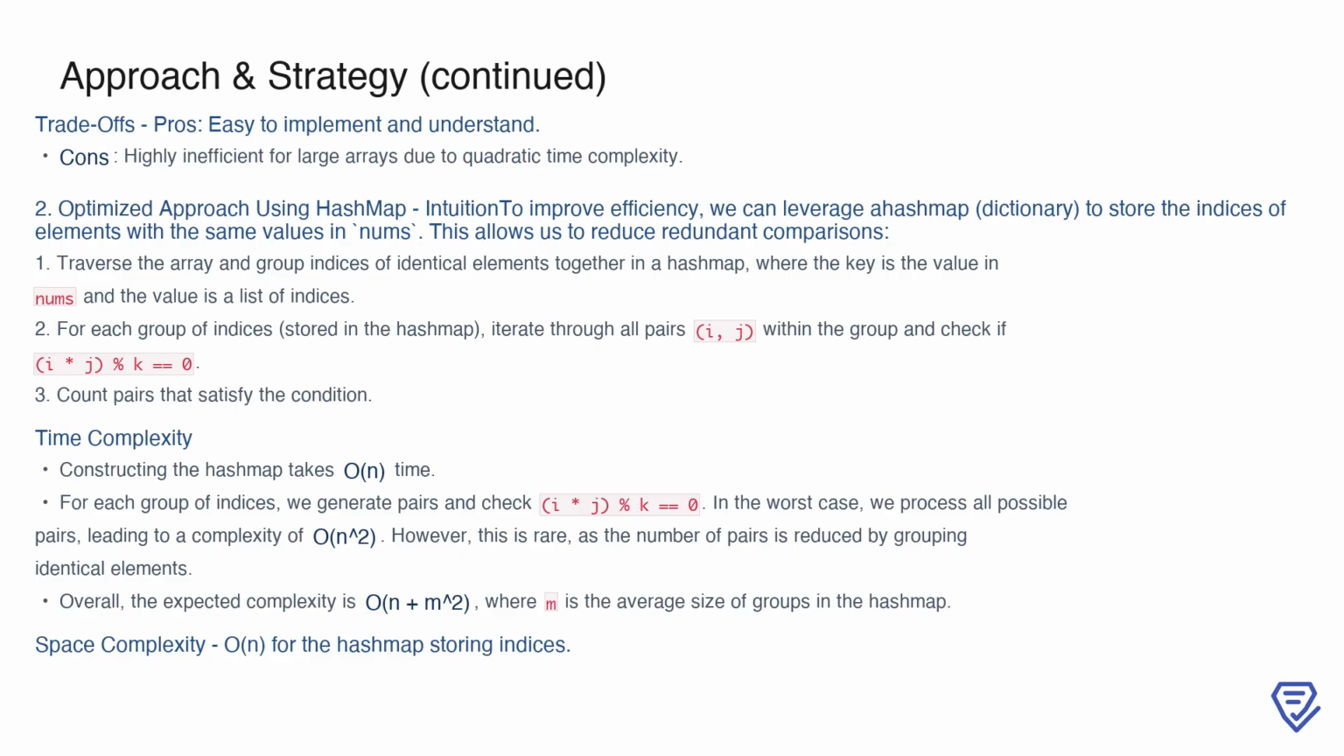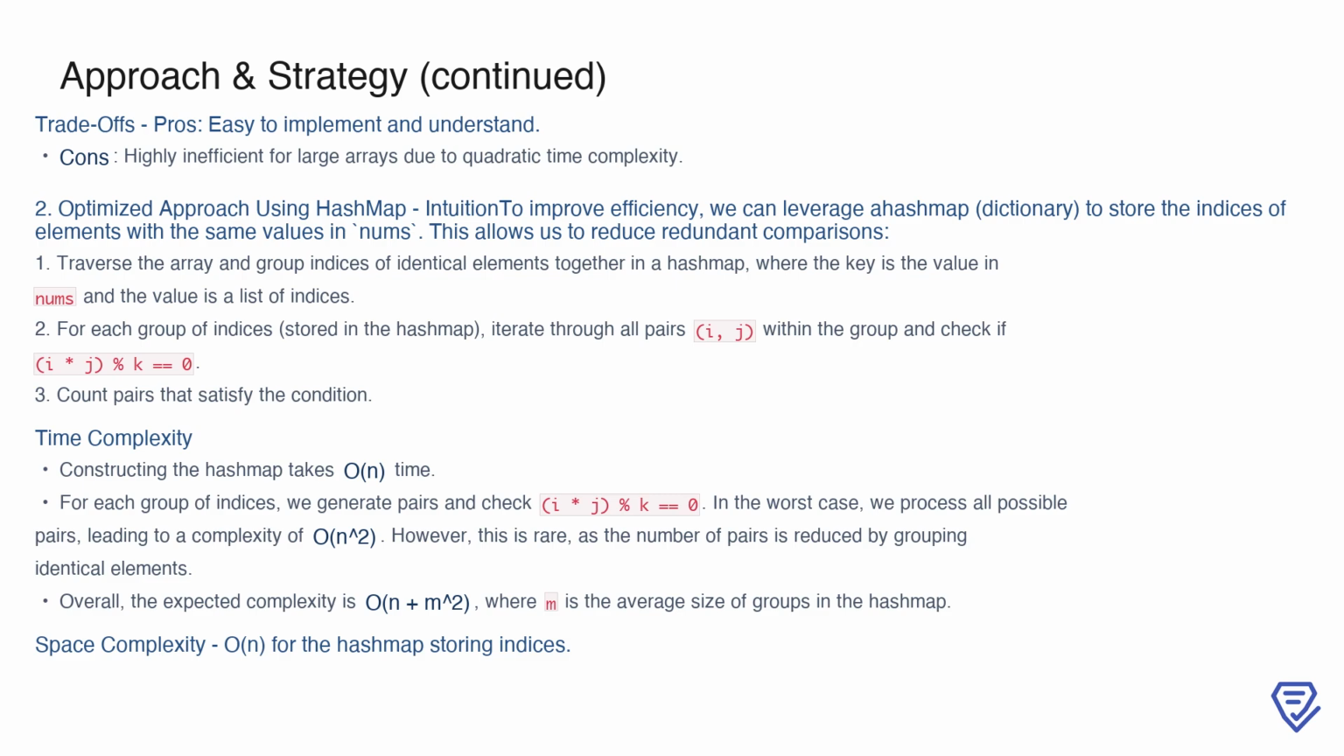The core idea here is to group indices of identical elements together in a hash map, where the keys represent the unique values in the array and the values are lists of indices where these elements appear. Once we have these groups, we can focus on identifying valid pairs within each group, significantly reducing redundant comparisons.